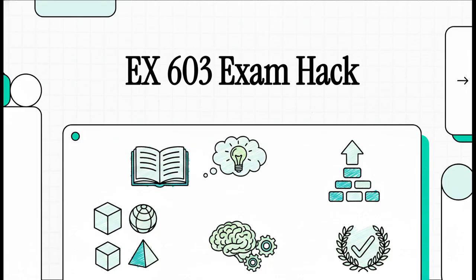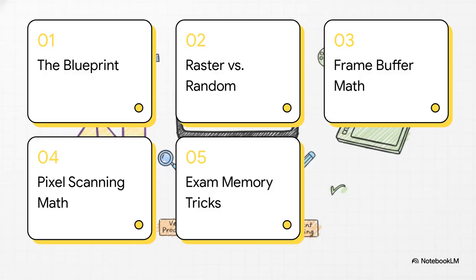We're going to break down the exact, repeated exam prompts, translate the super dense textbook jargon into totally plain English, and arm you with some bulletproof memory tricks. By the end of this explainer, you're going to walk into that exam hall with absolute confidence. So, here is our high-yield hit list for today. We've got the blueprint, raster versus random displays, frame buffer math, pixel scanning math, and finally, those exam memory tricks. Quick and dirty. Let's get right into it.